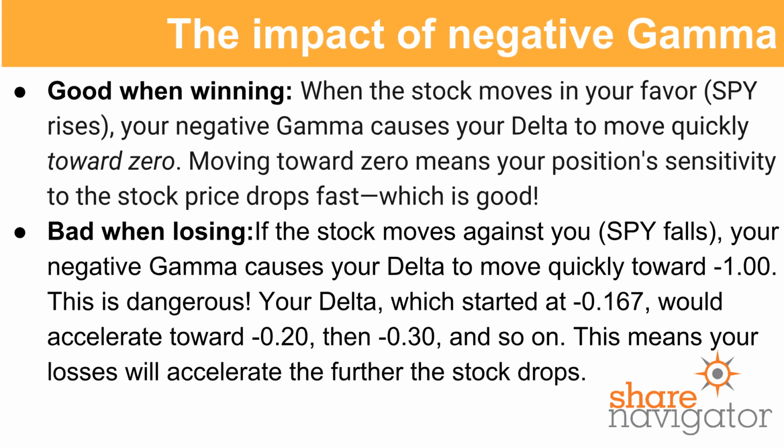But it's bad when we're losing. If the stock price moves against us, in other words, the share price of SPY starts to fall, our negative gamma causes our delta to move quickly towards minus 1. This is dangerous. Our delta, which started at minus 0.167, would accelerate towards minus 0.2, then minus 0.3, and so on. This means our losses start to accelerate the further the price drops.